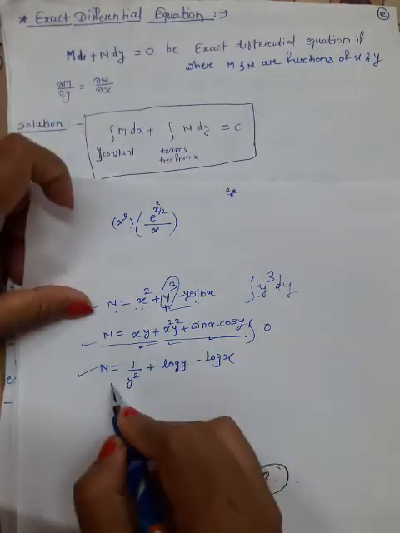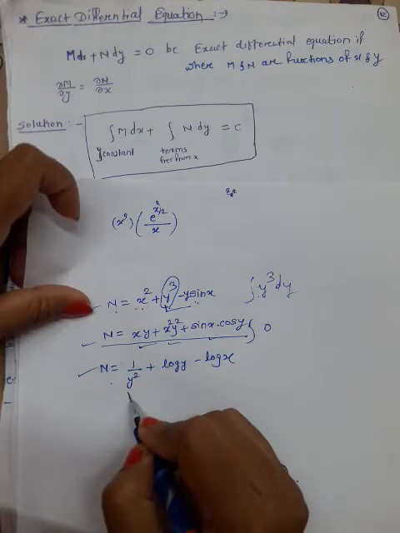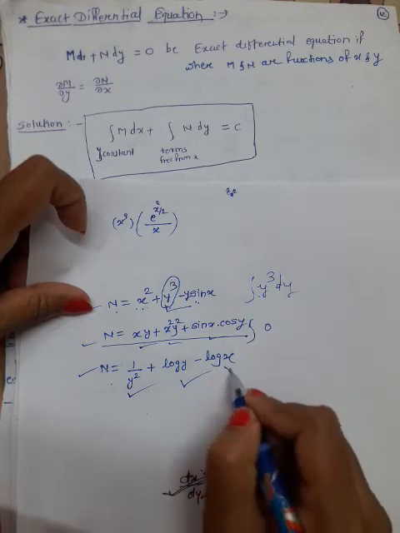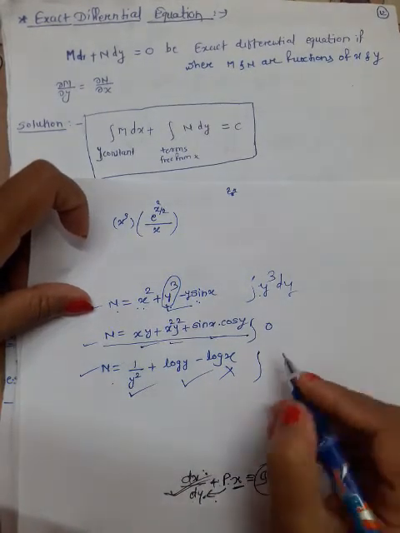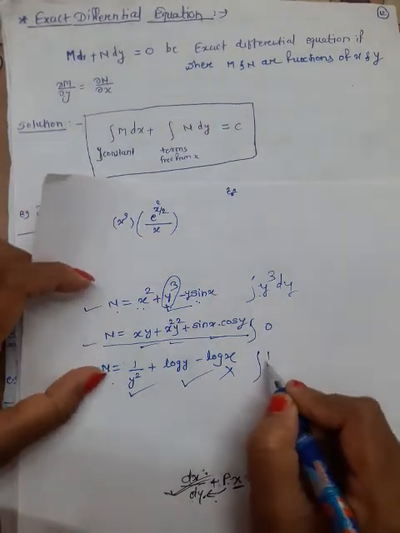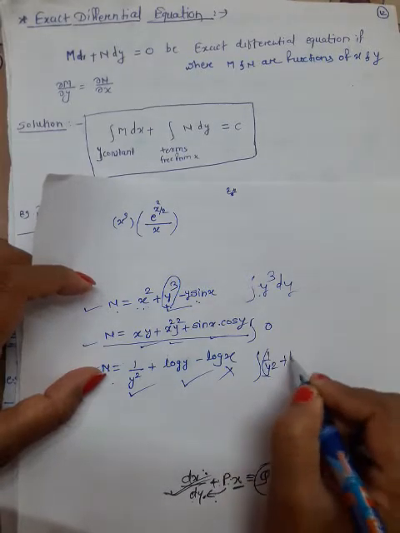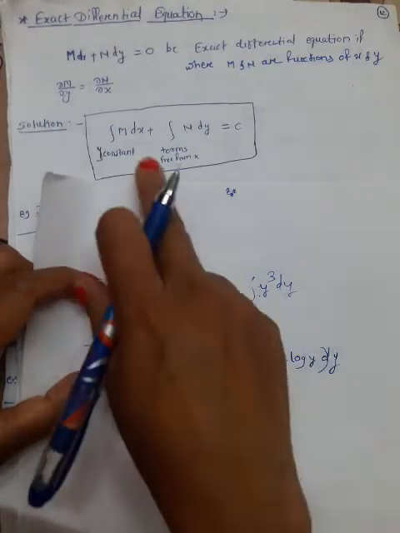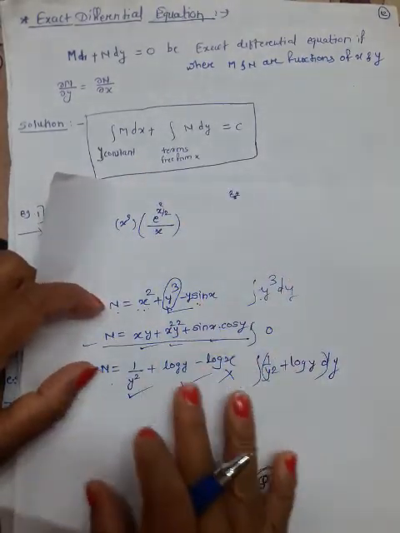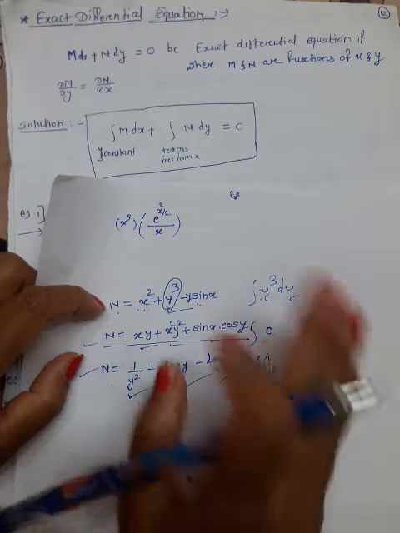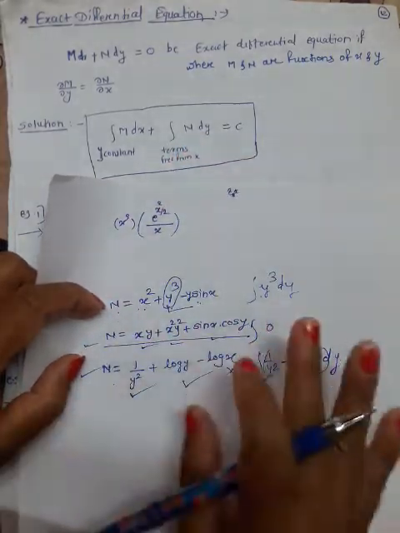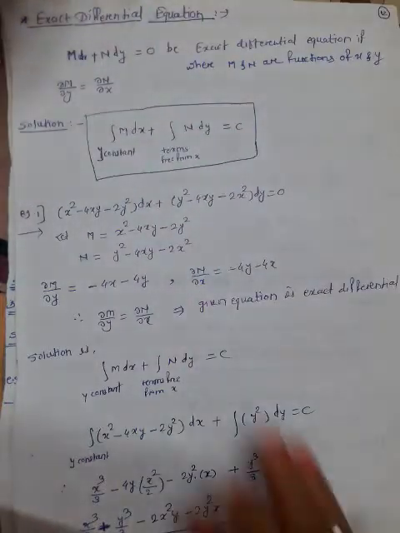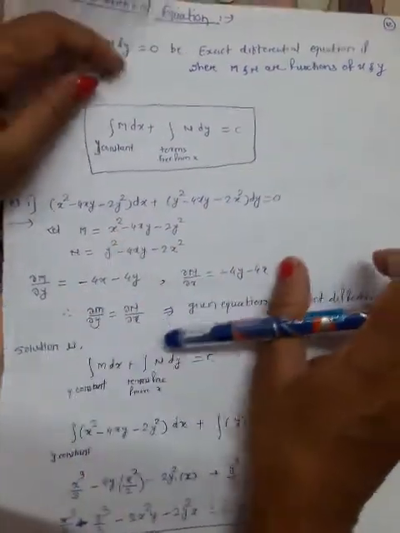Now in this example, this term is free from x. This term is also free from x, but this is not free from x. That's why in this example, what should be taken inside the integration? 1 upon y square plus log y, dy. Understood? The terms free from x means those terms of N we have to take inside this integration which don't contain x. Okay, this is a formula. Now let us see some examples.